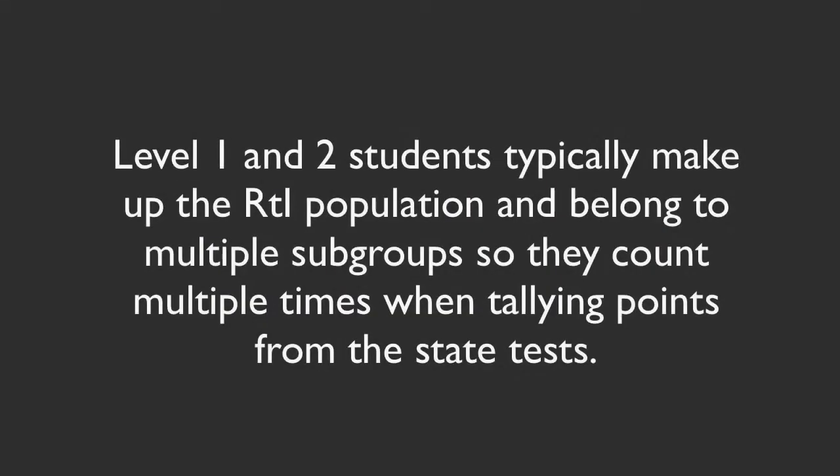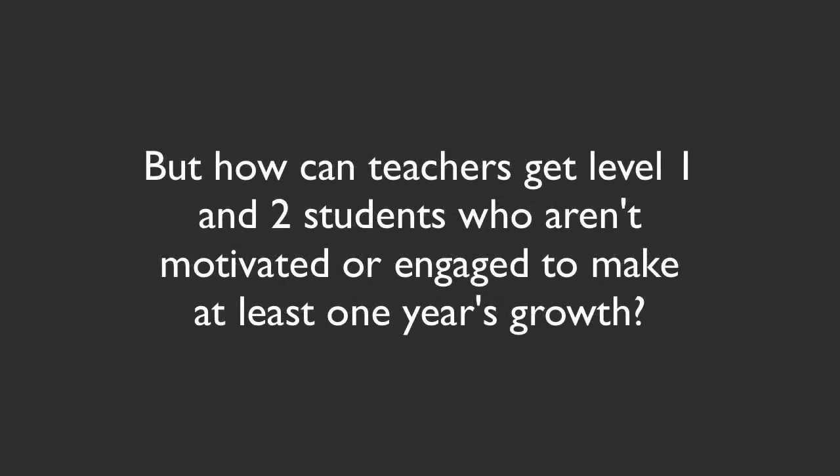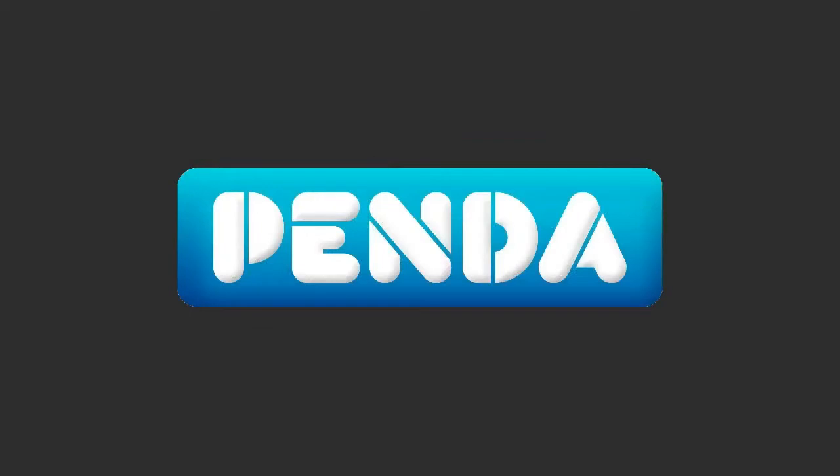Level 1 and 2 students typically make up the RTI population and belong to multiple subgroups, so they count multiple times when tallying points from the state tests. But how can teachers get Level 1 and 2 students who aren't motivated or engaged to make at least 1 year's growth? One answer is PENDA.